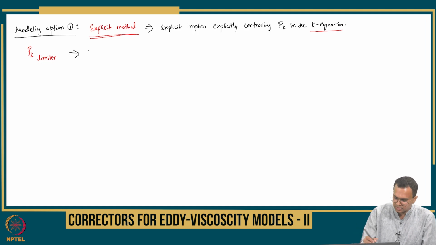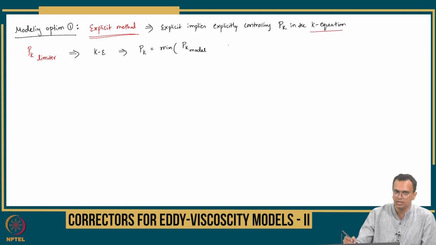For a k epsilon model, for example, you can get the pk model will be set as a minimum of whatever you are computing from the model. So you just have to add an extra line in your code, comma, you have a c_pk epsilon.